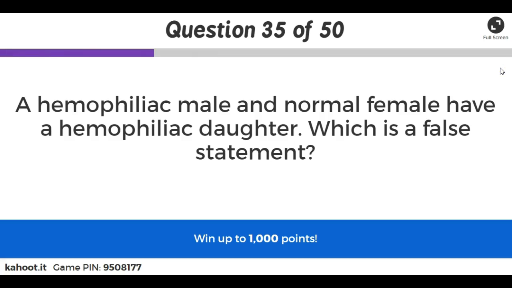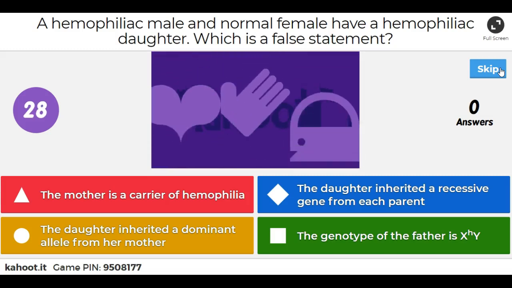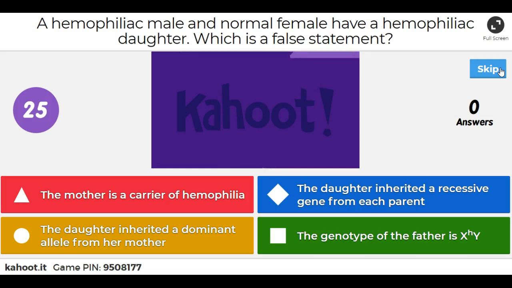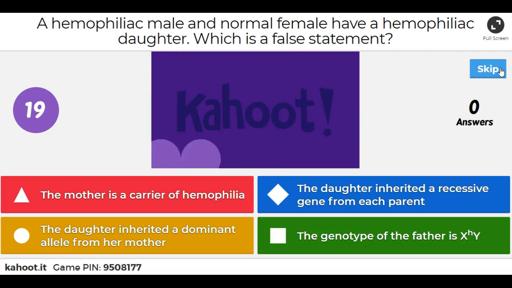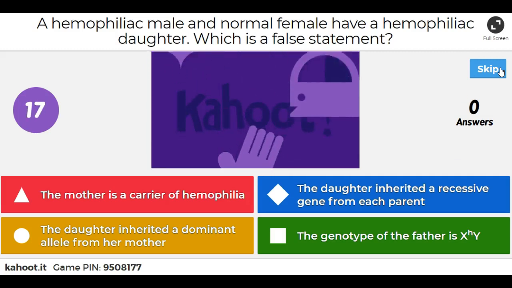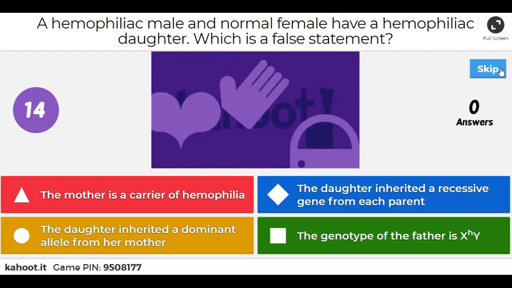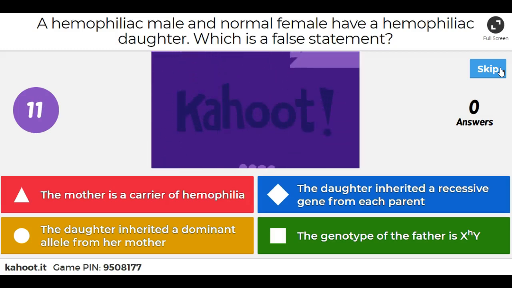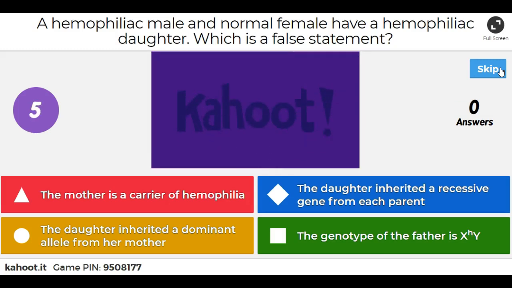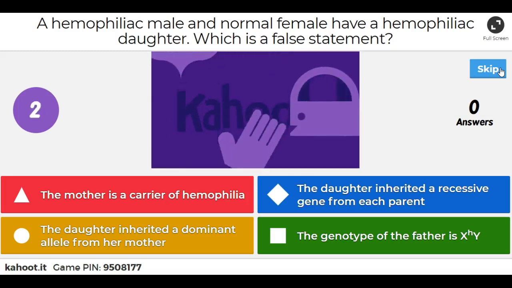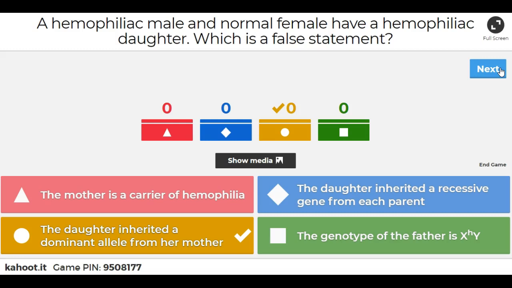A hemophiliac male and a normal female have a hemophiliac daughter, which is a false statement. We're looking for a false statement. So the one that is a false statement is that the daughter inherited a dominant allele from her mother.